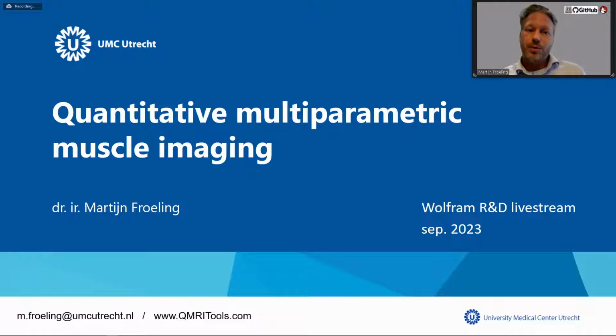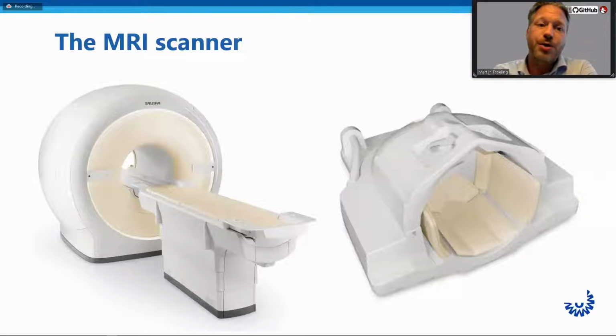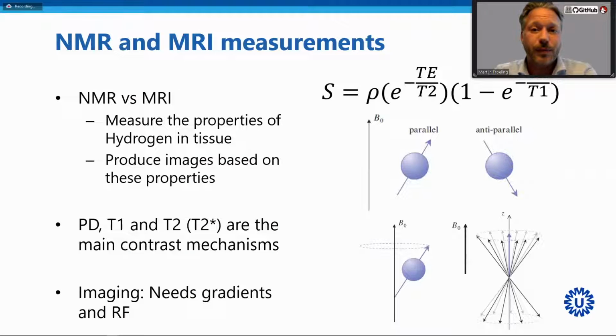So in my research, I do quantitative multiparametric muscle imaging. For that, I use an MRI scanner, which is basically a big magnet. We place our subject into the MRI scanner, and then we put something on top of the person. This is shown over here, which are actually radio frequency coils, antennas, that we use to send out radio waves, and we collect them back. And from that, we generate MRI images.